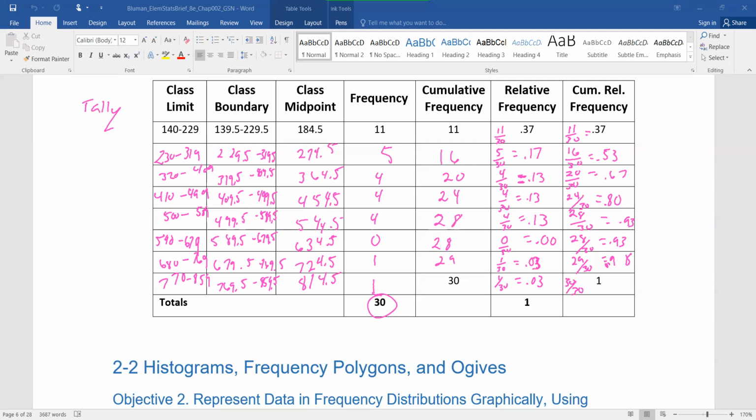So any questions making up a frequency distribution graph? Okay. So today we're going to talk about histograms, frequency polygons, and Ogives, or however you say that word.